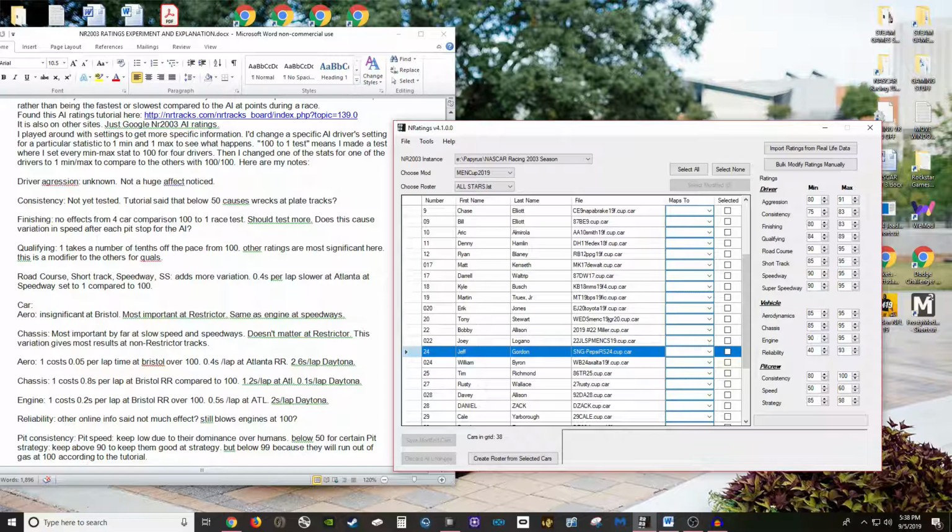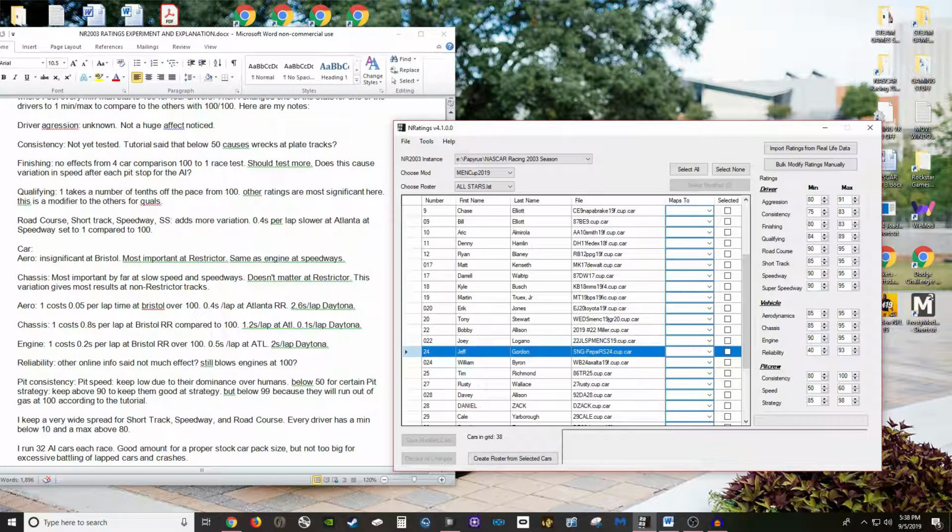Now, if you have him as a driver at a 93, he's going to hit his marks and do what he needs to do. But if you have the vehicle engine at a low rate, then he's going to be slow because the engine's not up to snuff and it's not going to perform very well.